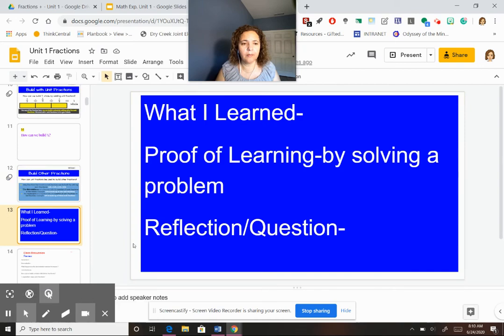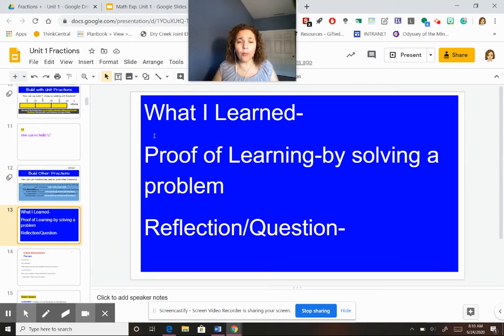Okay, so we've reached the end of our lesson. So in your math notebook, write down what I learned and tell me something that you learned, and then we'll talk about it in class. So tell me something that you learned from this lesson. And proof of learning by solving a problem. So I want you to prove that you learned something by solving a problem similar to what I did in the video. So feel free to go back and look at the video as many times as you want. Stop in parts of the video if you need clarification.